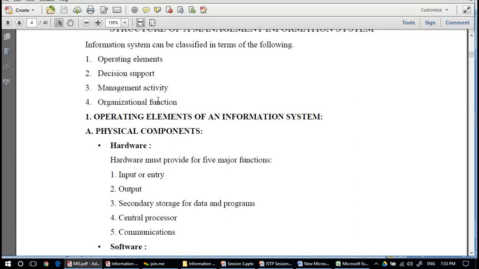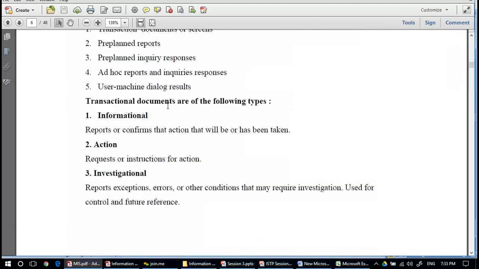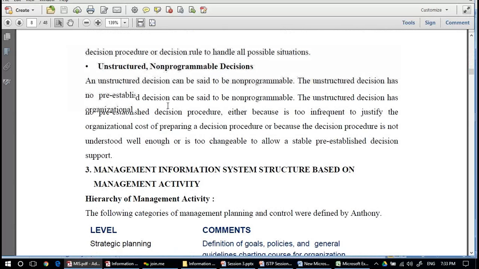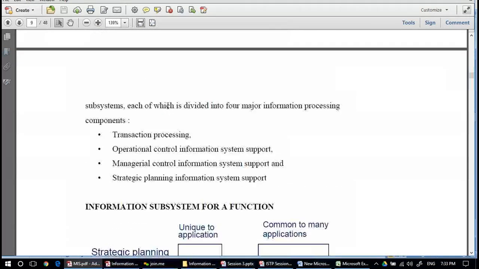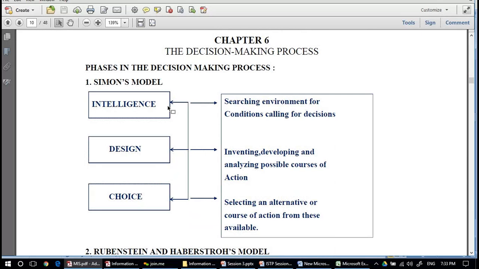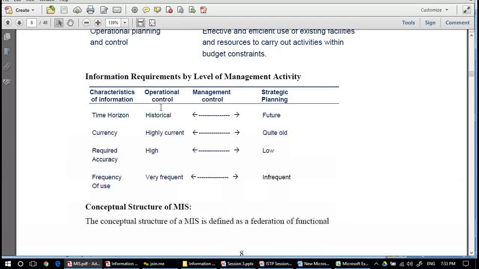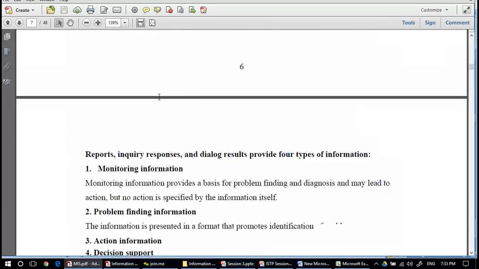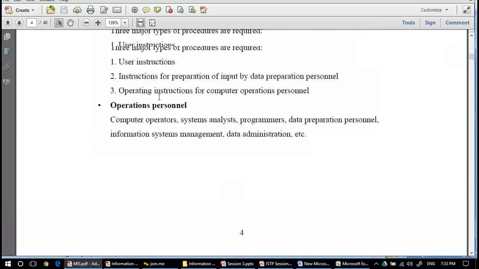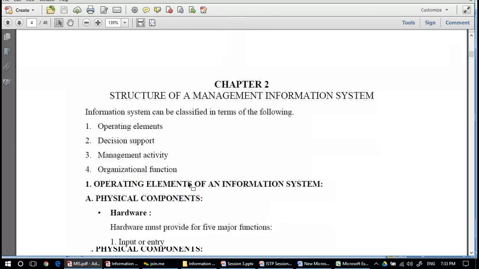Organizational function is the fourth one. So the fourth one regarding the organization structure is also an important concept to be considered. So I will include the necessary few definitions of these four types of structural distinctions of the system into the slide before I upload from this document.